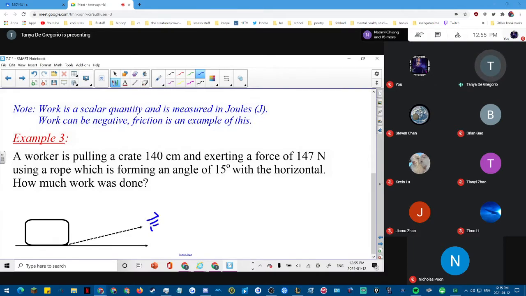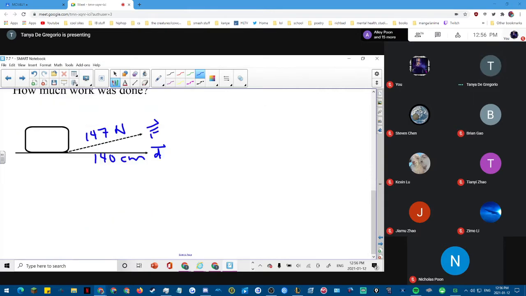And so we see that the force is 147 newtons. Good. We know now that it's being displaced. The crate is moving 140 centimeters. And it's moving this way, correct? So there's my 140 centimeters. And so this is my displacement vector. Okay, it's being moved to the right, 140 centimeters. And now we just have to use the formula. It's as simple as that. So work is equal to force dotted with your displacement.